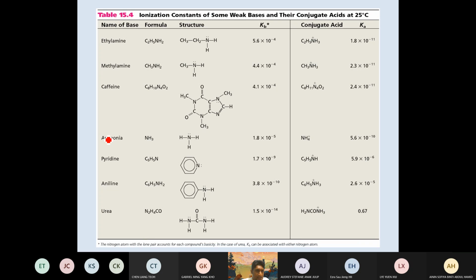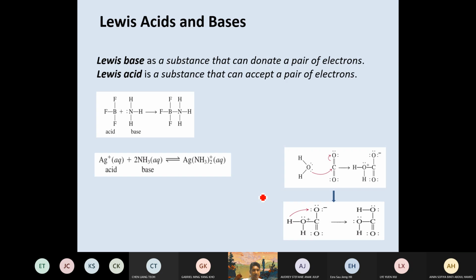Most of these acids and bases are common. Caffeine, that we all take every morning, right? And methylamine, ethylamine, urea, we have these in our blood and urine to some extent. Aniline, we use it for household purposes sometimes. So these are very common acids and bases that we need. Sometimes we are using them.